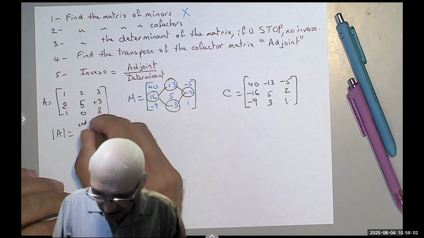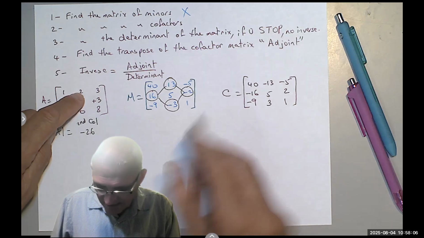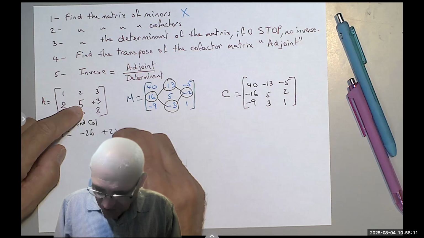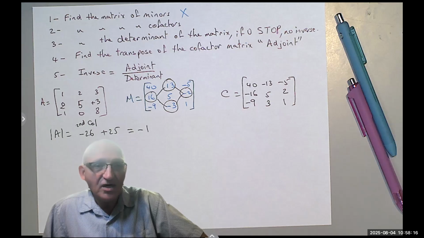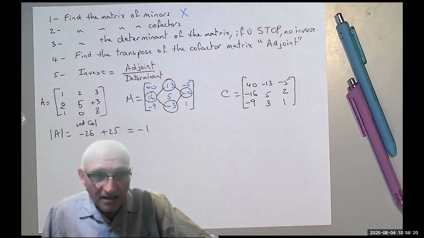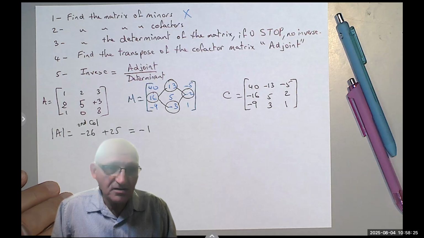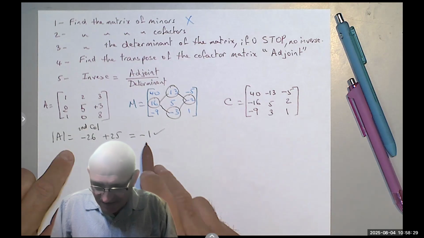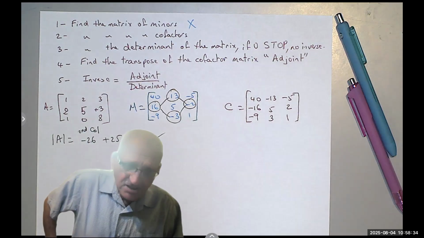Second column. 2 times negative 13 is negative 26. 5 times 5 is 25, and 0. So the determinant is negative 1. Okay? You can pick any other row or column just to check to see if these numbers are correct or not. But we don't have to do that. Once we know that it's not a 0, we know that there is an inverse for this matrix. We already knew that, of course.